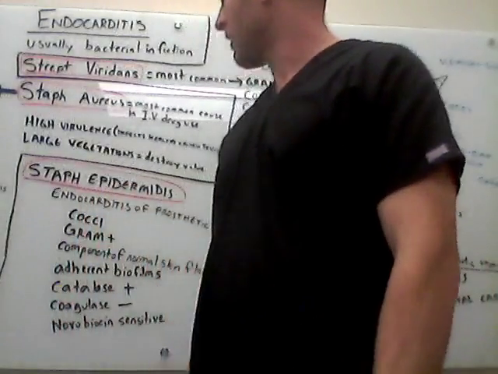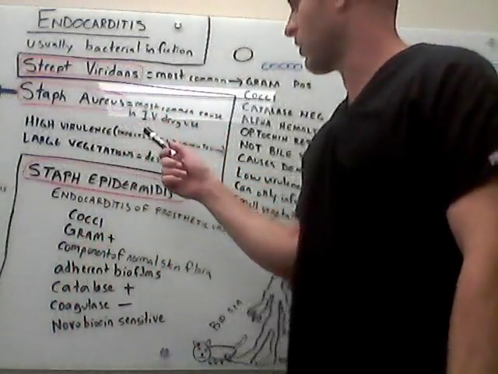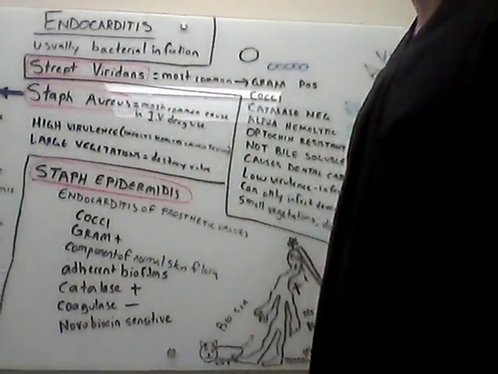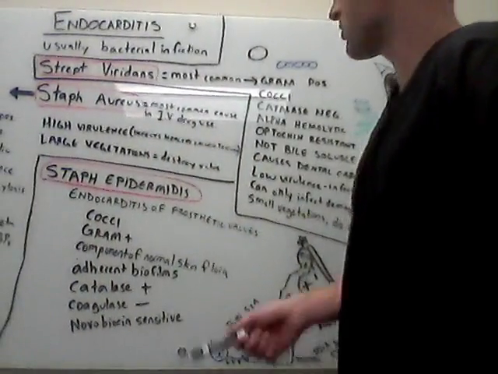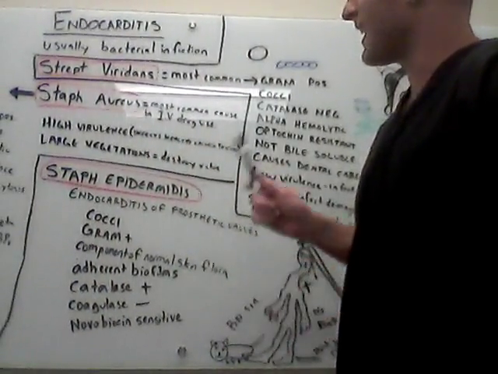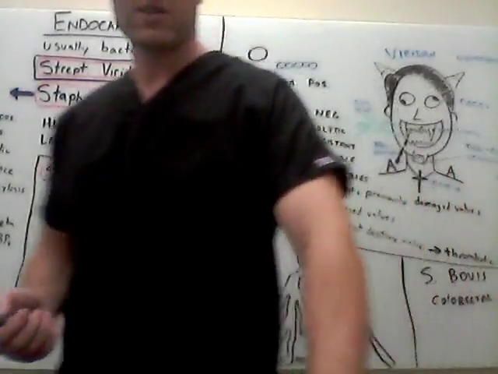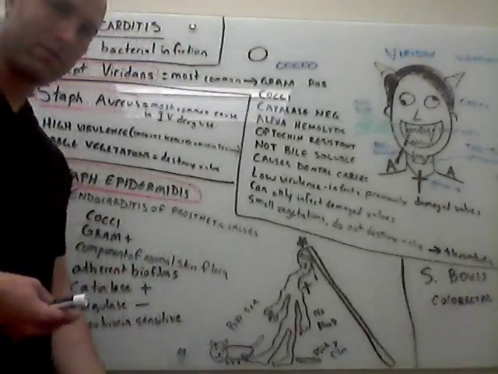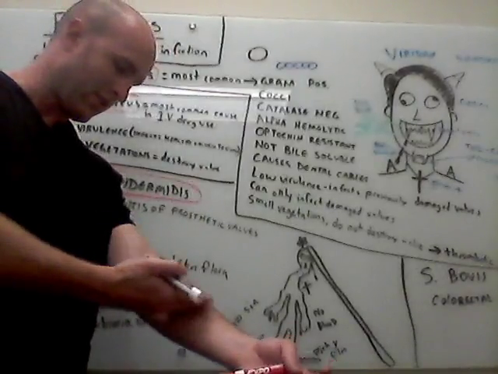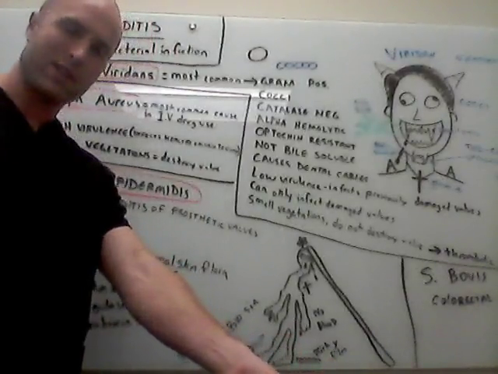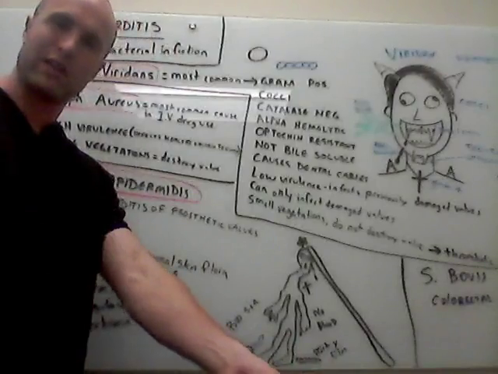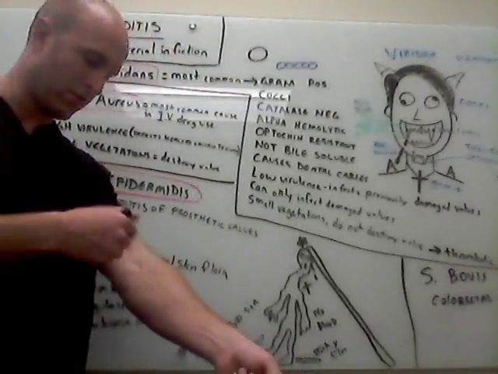So next one, Staphylococcus aureus. Staphylococcus aureus is the most common cause in IV drug use. And this is basically what happens. So you've got an IV drug user. They're dirty. They've got Staphylococcus aureus all over their skin.